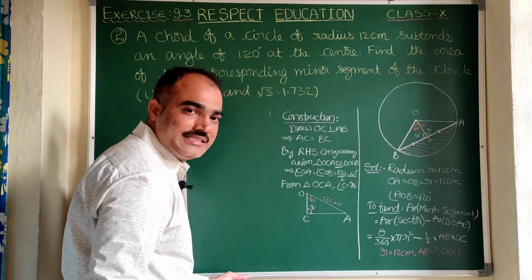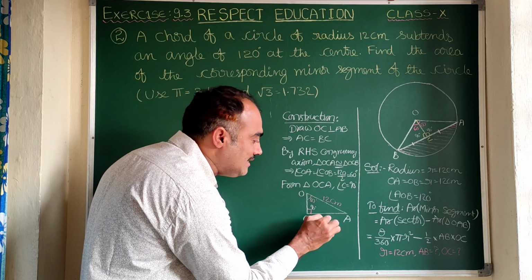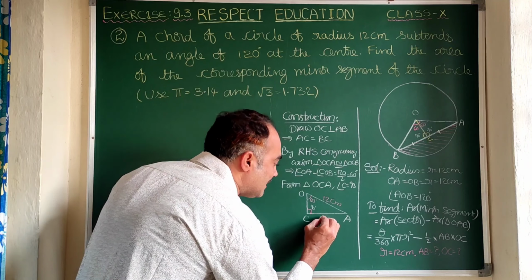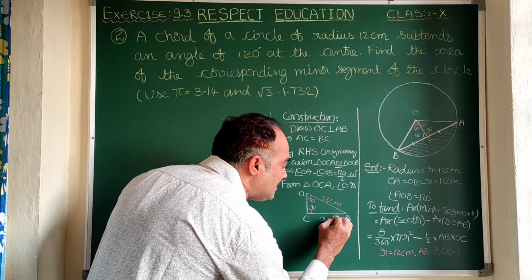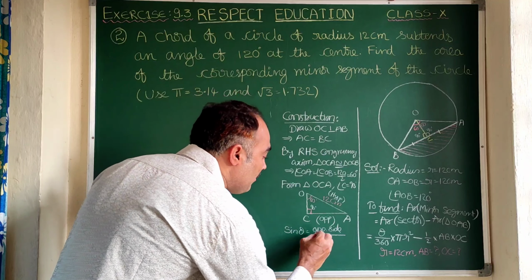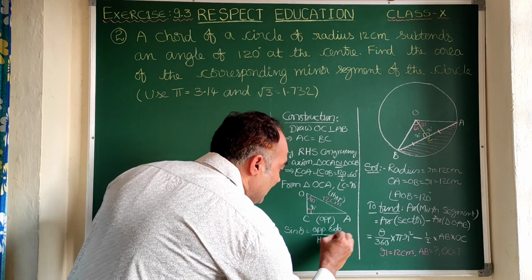For 60 degrees, what is AC? For 60 degrees, AC is the opposite side, and this is the hypotenuse. Now, which trigonometric ratio is applicable? Sin theta is applicable. Sin theta is equal to the opposite side to theta, that is the opposite side to 60 degrees, by the hypotenuse.